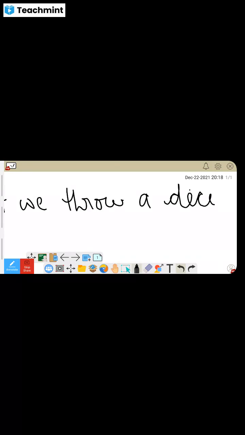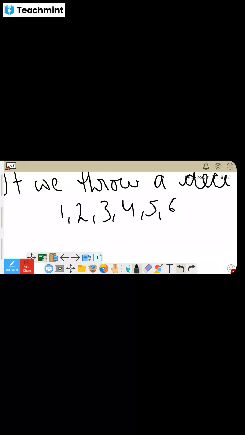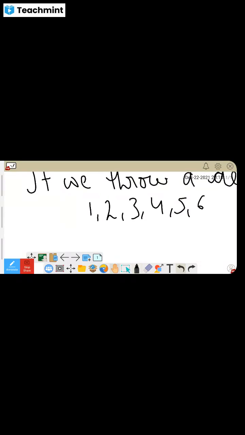If we throw a die, then all possible outcomes can be 1, 2, 3, 4, 5, or 6. If we put these outcomes in brackets, this is the sample space.